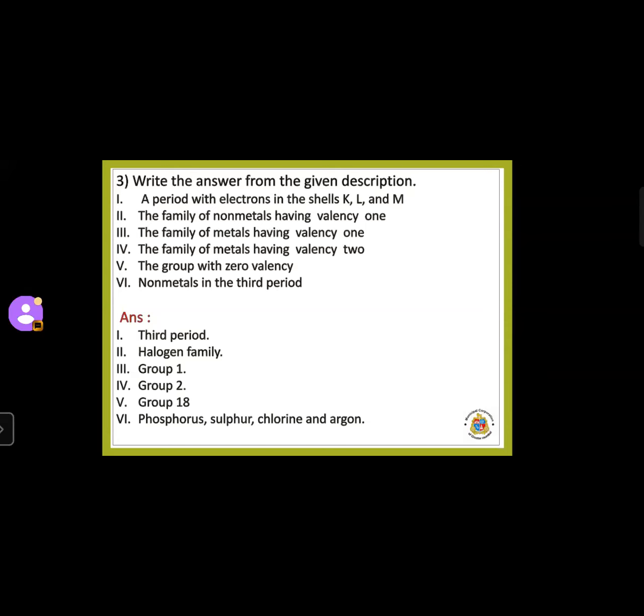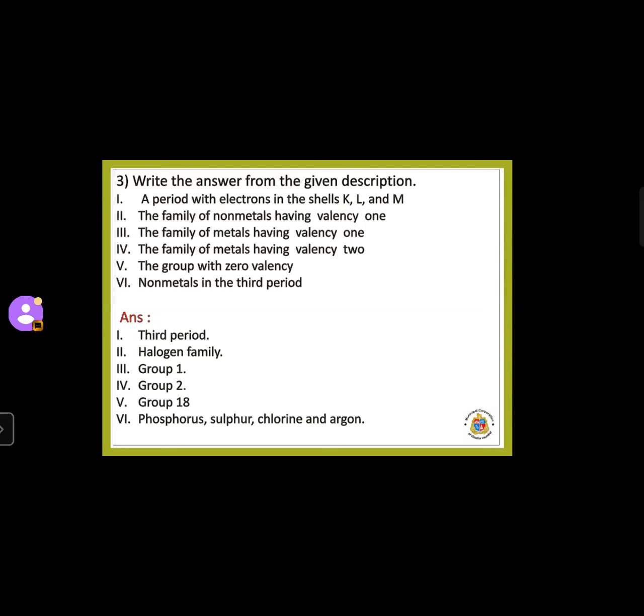Now first question, that is a period with the electrons in the shell KLM. Now this period consists of three shells, that is K, L, M. Now three shells means third period. So period with electrons in a shell carries three shells.